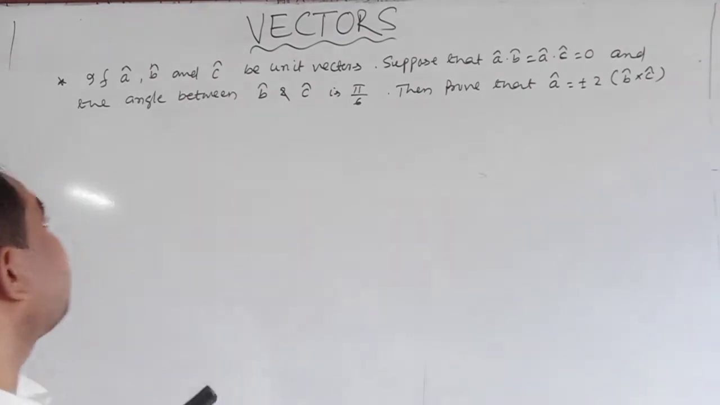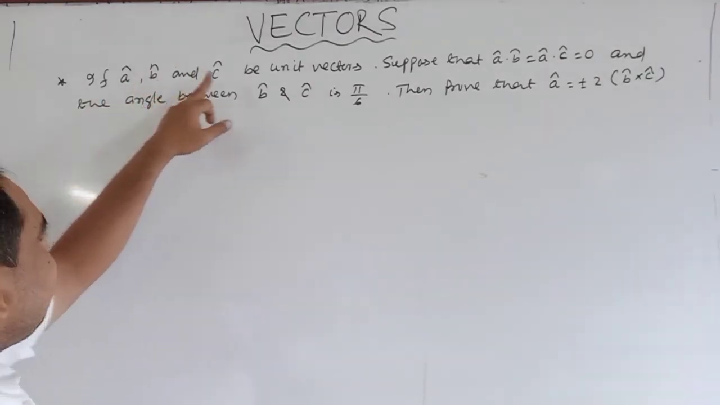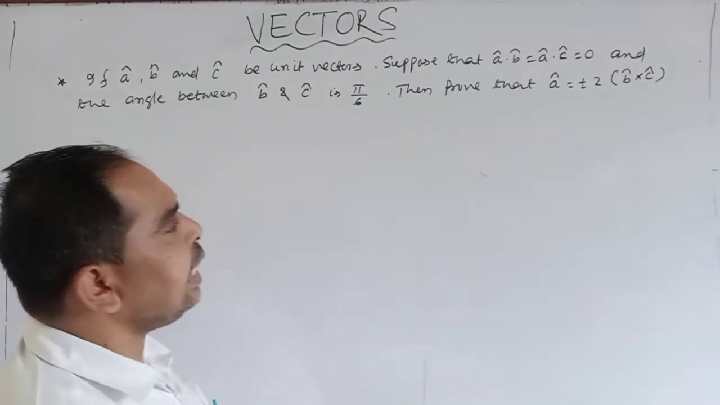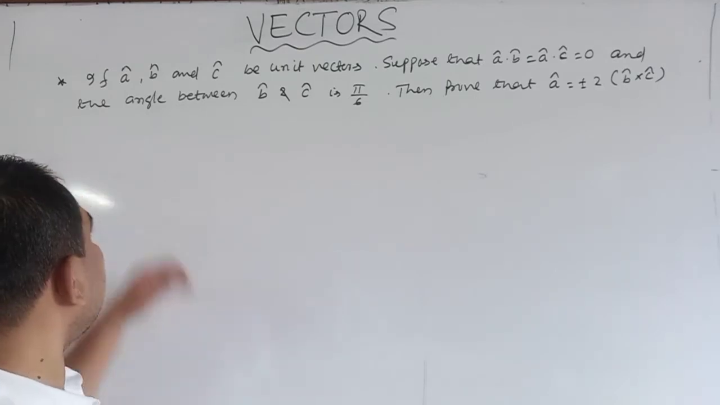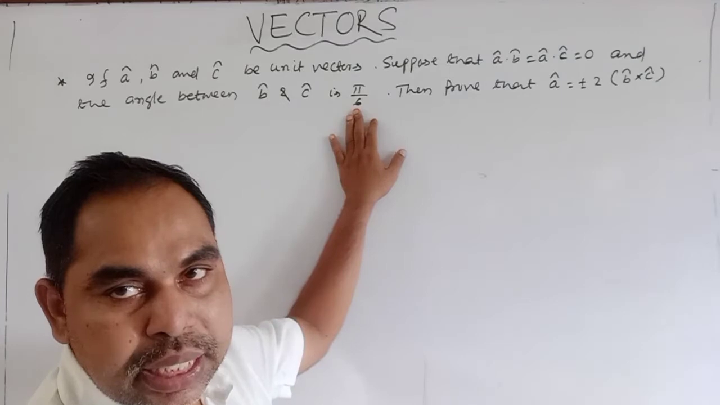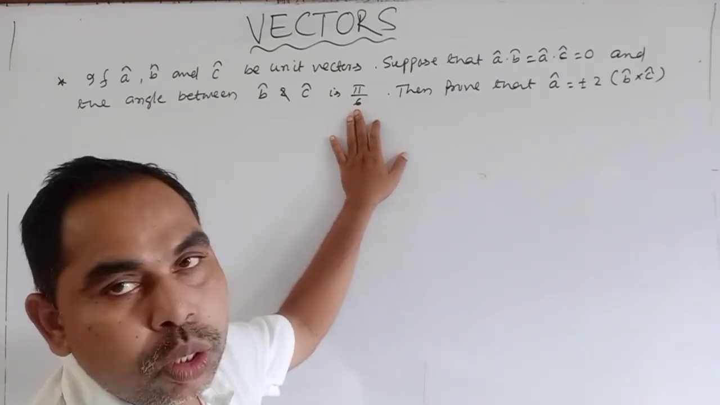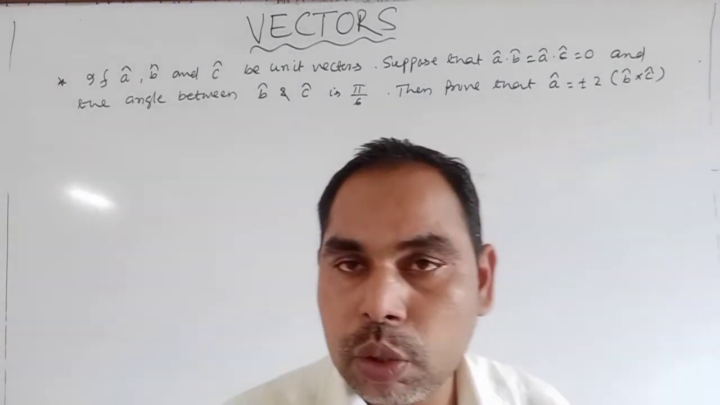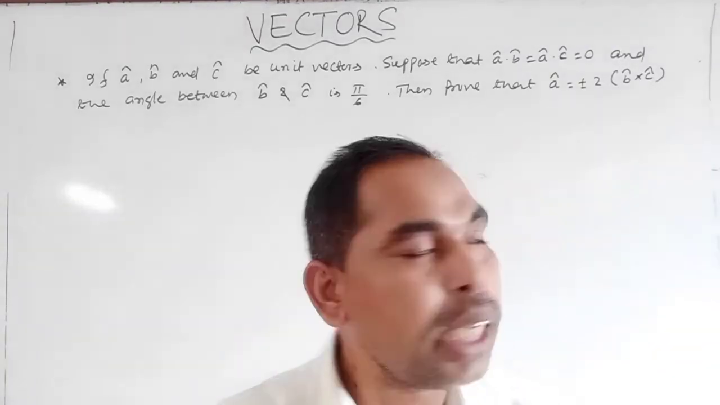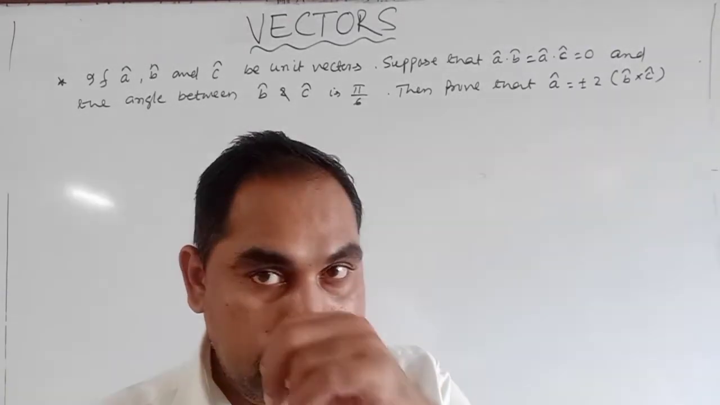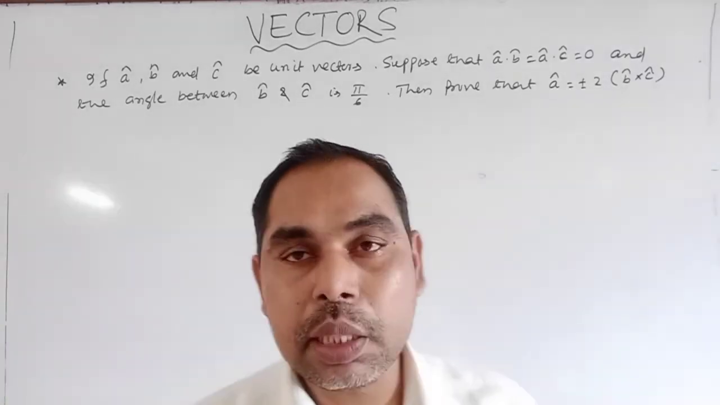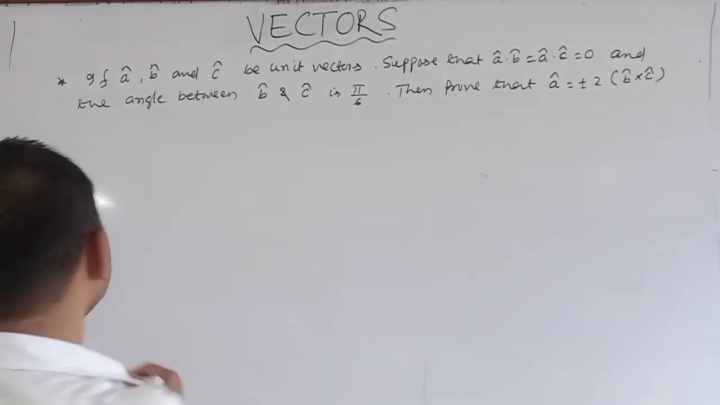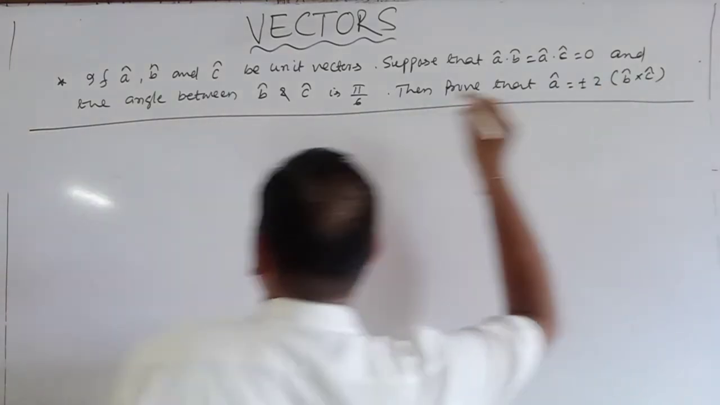Next question: if a cap, b cap and c cap are unit vectors, suppose that a cap dot b cap is equal to a cap dot c cap is equal to 0, and the angle between b cap and c cap is pi by 6, then prove that a cap is equal to plus or minus 2 times b cap cross c cap. So a cap, b cap, c cap are unit vectors, also a cap dot b cap is equal to a cap dot c cap is equal to 0, and the angle between b cap and c cap is pi by 6. Okay, proof.